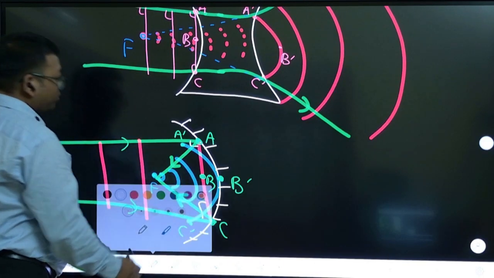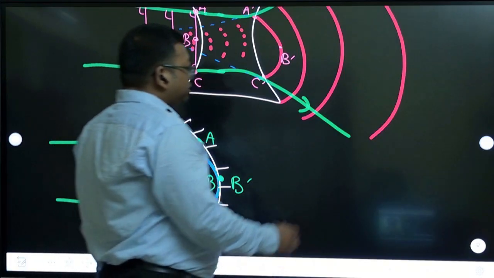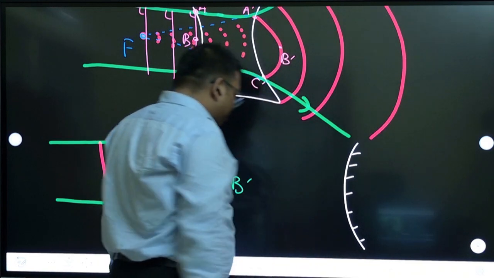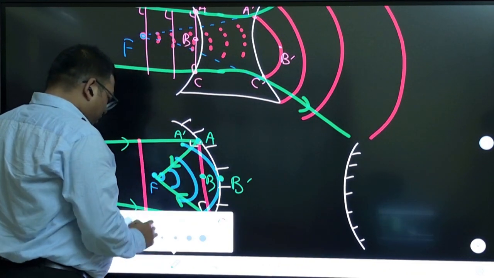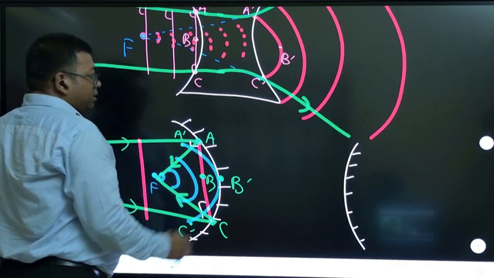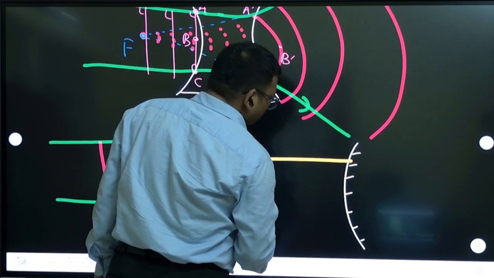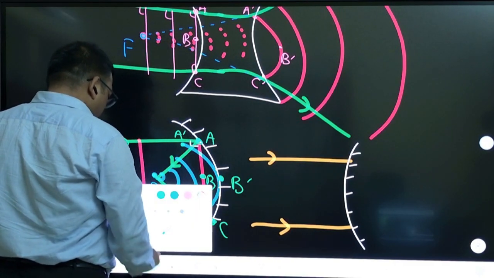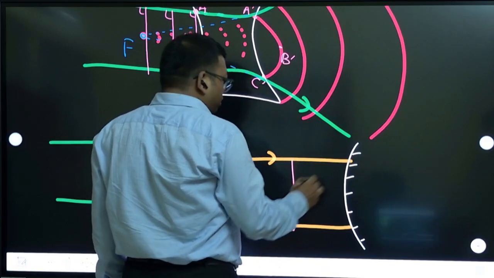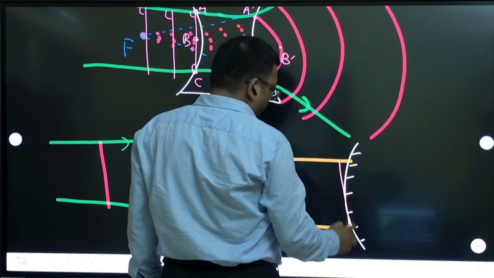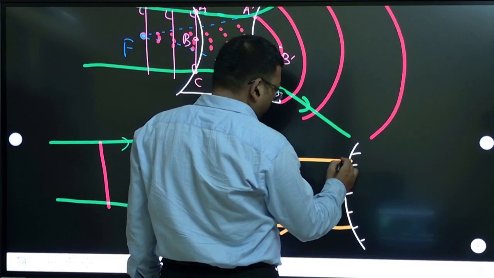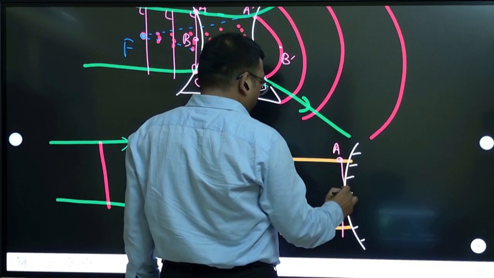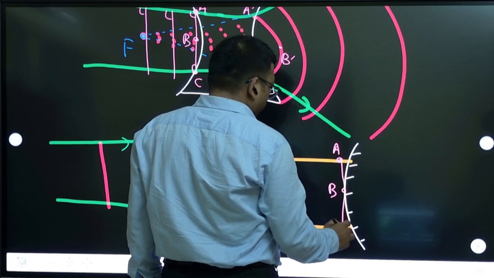Then similarly, if you take a convex mirror like this, and you take again, you have to see that these are the rays. This is the ray of light, and let me draw the incident wavefront. This wavefront I will draw a little bit more clearly. So this wavefront A, B, C.